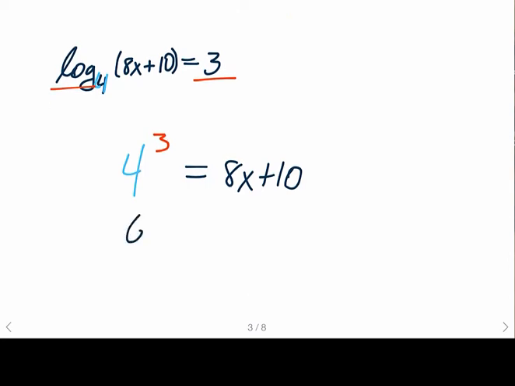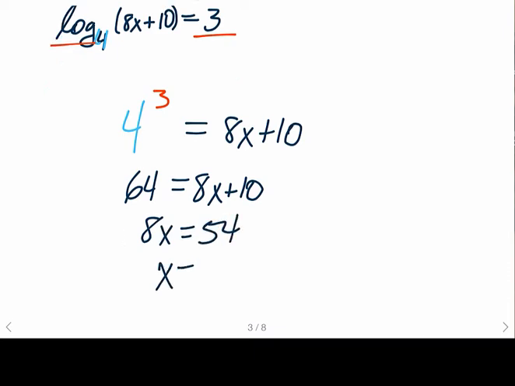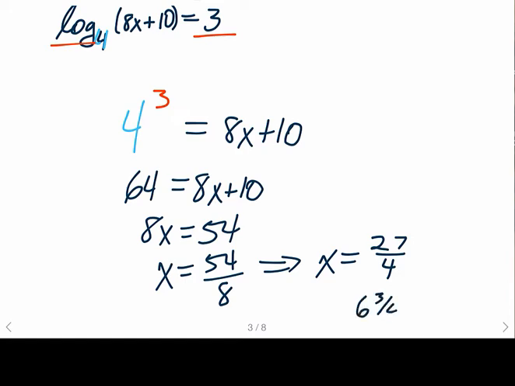4 cubed is 64, so we have 64 is equal to 8x plus 10, and so 8x is equal to 54, and so x is equal to 54 over 8. I wouldn't want you to leave it like that. I'd want you to reduce it. And so how about if we say that x is equal to 27 over 4? That works for me. Alternatively, if you really wanted to, you could say 6 3/4 is what x equals, but I don't need you to do that.